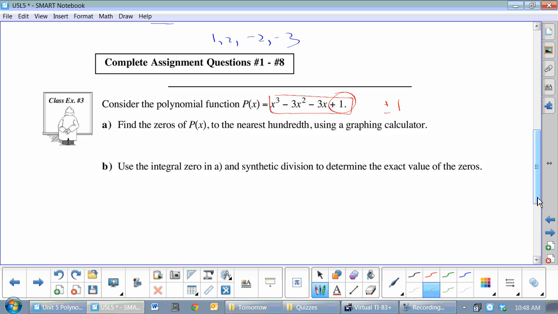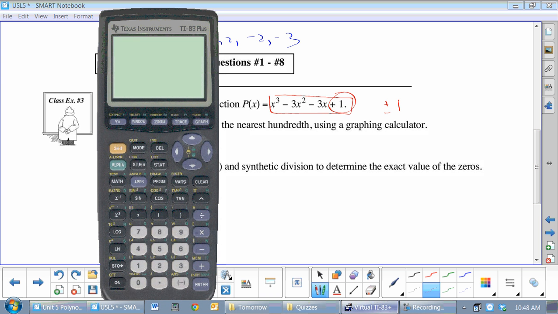So we're going to test plus or minus 1. Okay, so go to your calculator and find out if those go in. I guarantee one of them or both of them is going to go in.